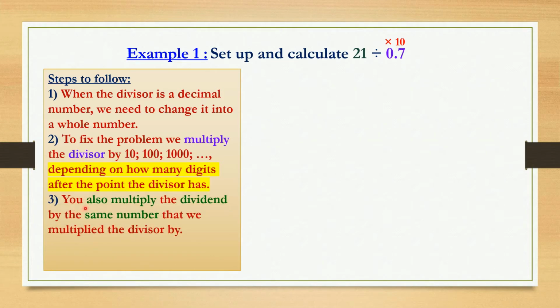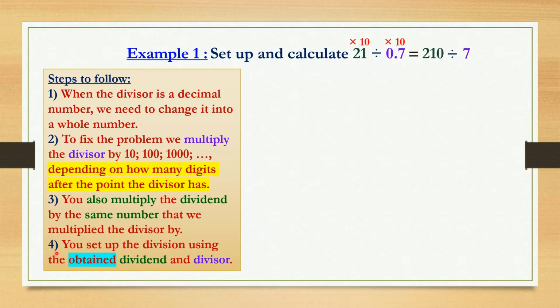Step 3, you also multiply the dividend by the same number that we multiplied the divisor by. So here, we don't just multiply the divisor by 10, we also multiply the dividend by the same number as we did with the divisor. So we also multiply 21 by 10. We obtain 210 divided by 7.